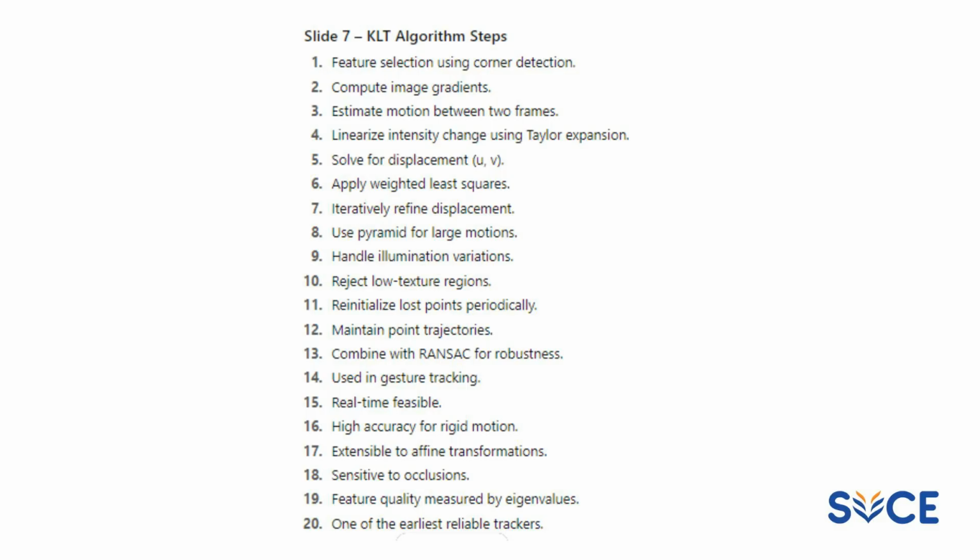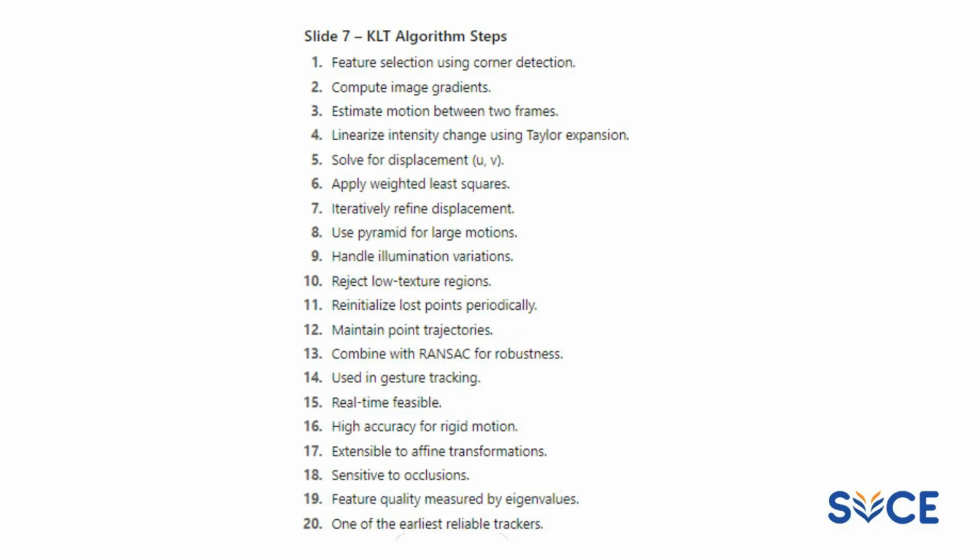So we can go for the window selection. For each detected feature, a small neighborhood window is selected around it, for example 5 cross 5 or 9 cross 9 pixels, assuming all pixels in these windows move with the same displacement.